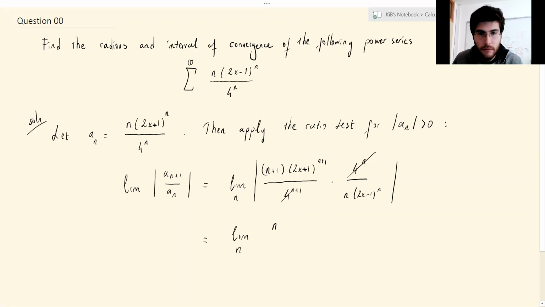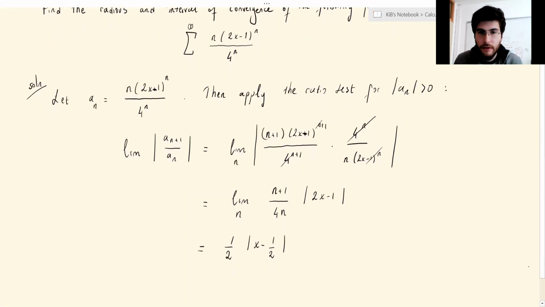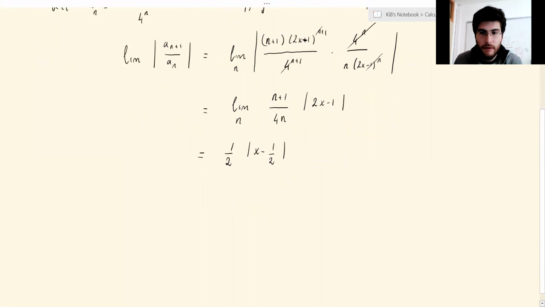So let me write it down. n plus 1 and 4 to the n, and the absolute value of 2x minus 1. Of course, one term cancels here, and we are done. If you look at the limit, it will be just 1 over 2 times the absolute value of x minus 1 over 2. Take the parenthesis of 2, 2 and 4 cancel out each other. We have simplification as n approaches infinity. This will be the result.